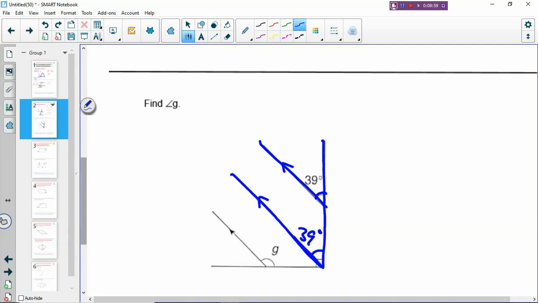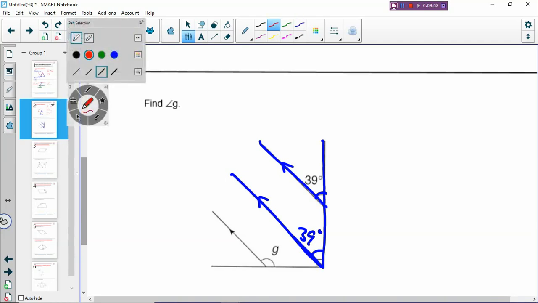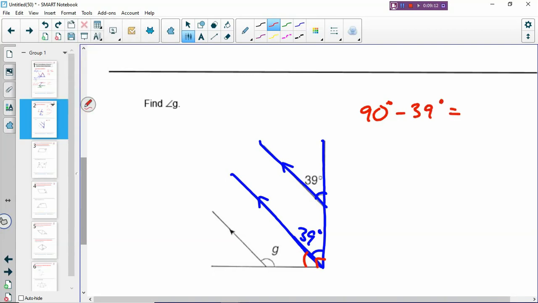And then if you look carefully, there is a right angle over here. So which means that you can find this angle already. You take the right angle, which is 90, and you minus 39, you get 51 degrees. So let's put down 51 degrees.